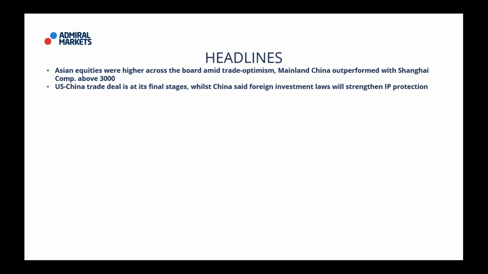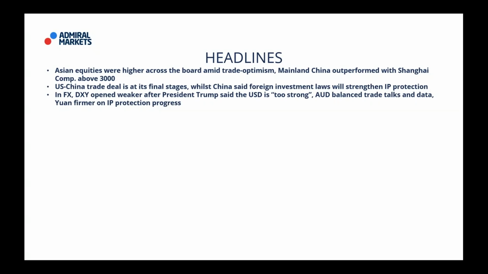To be seen. In Forex markets, we saw the Dixie, that's the dollar index, the dollar versus 6 major other currencies, roughly 57% weighted against the euro. So the euro US dollar inverted is the DXY. Very high correlation. DXY is called Dixie. It opened weaker because the President of the United States, Donald Trump, said the dollar is too strong.